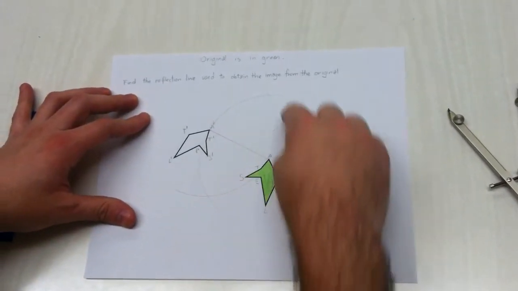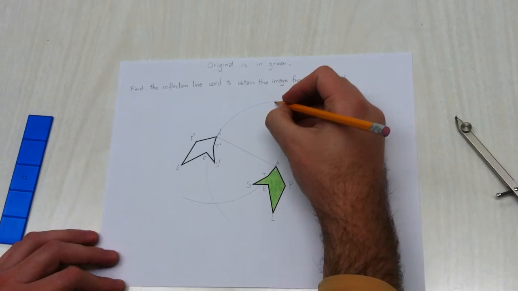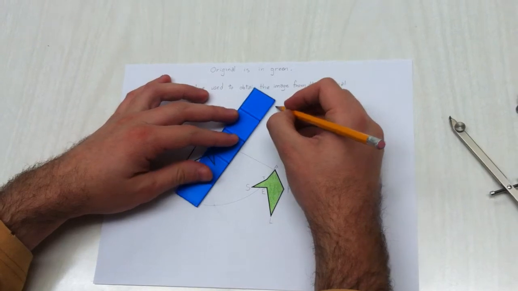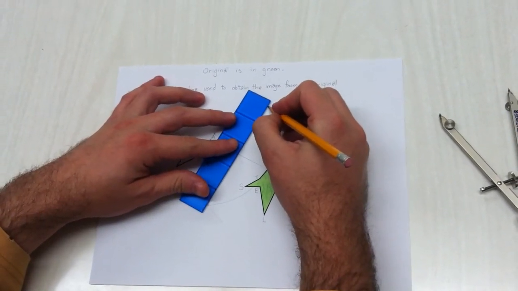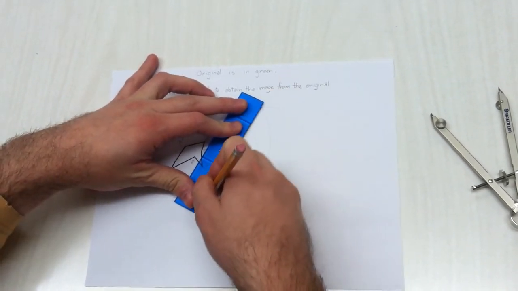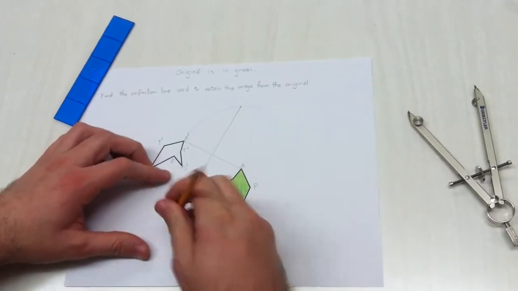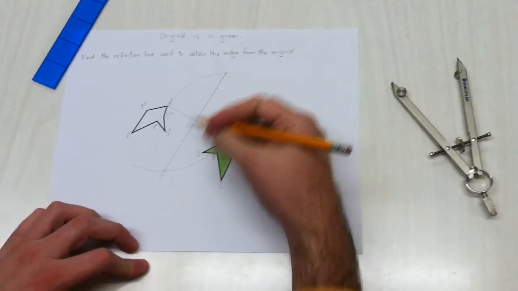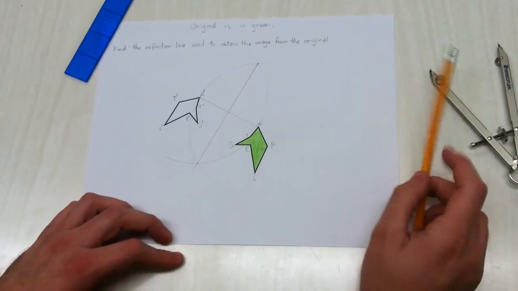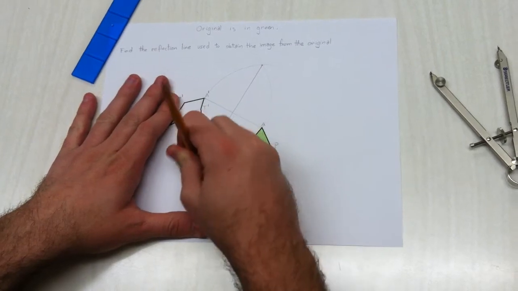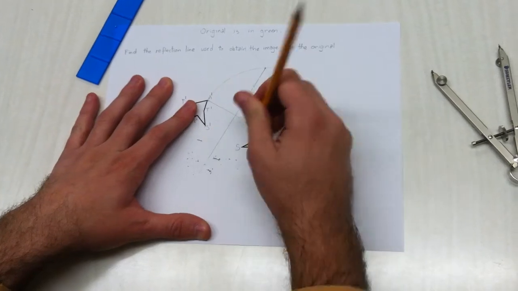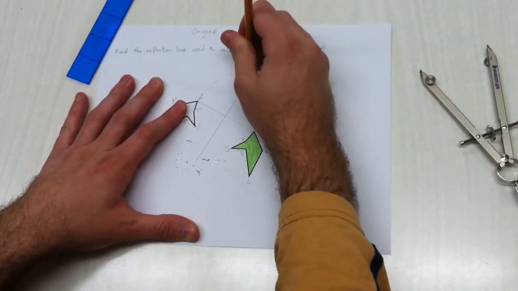As you can see, the two arcs that I drew meet at 2 points. If you draw the line that joins those 2 points, that is the perpendicular bisector. So in this case, let's erase everything that we did.